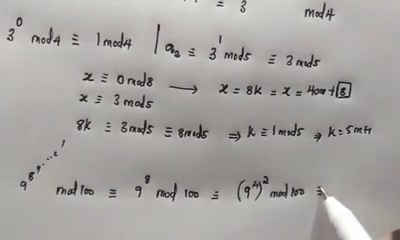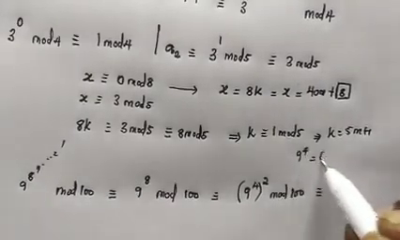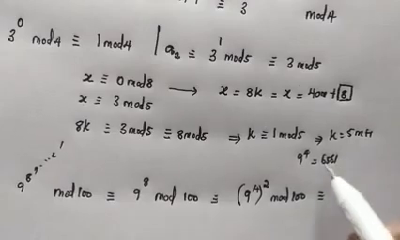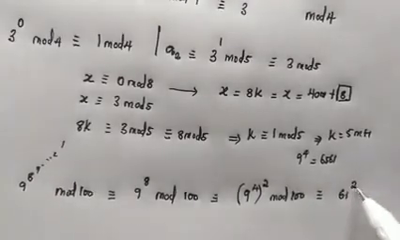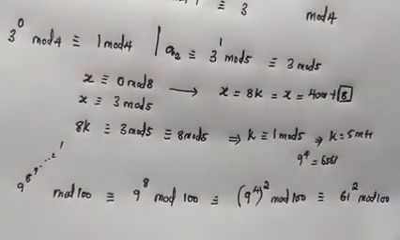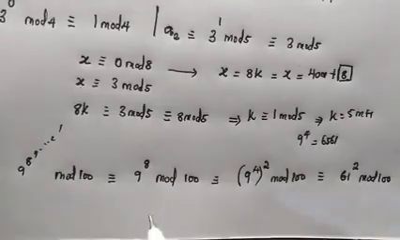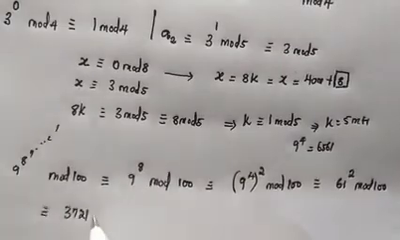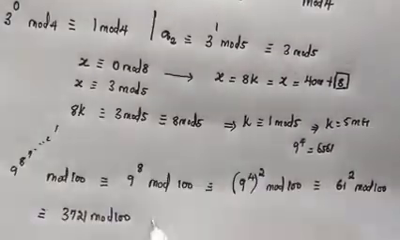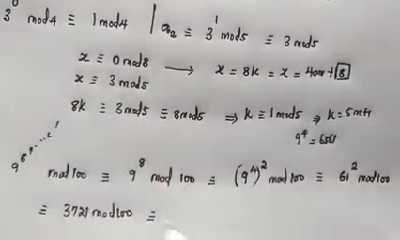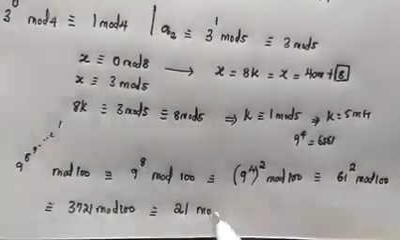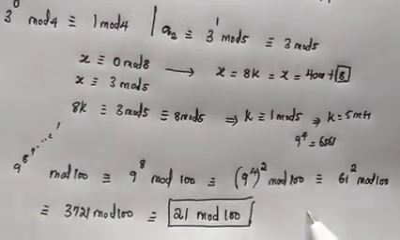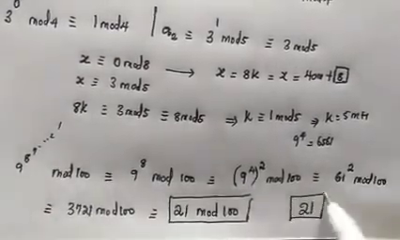And then here, 9 to the power of 4, remember this is 6561. Remember we have mod 100, so we pick out the last two digits, giving us 61, then squared, and then mod 100. So 61 squared is giving us 3721 mod 100, which is congruent to 21 mod 100. So this is our solution. And the solution is that 21 is the last two digits.